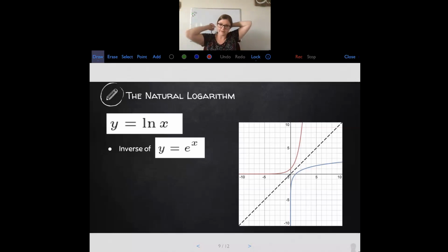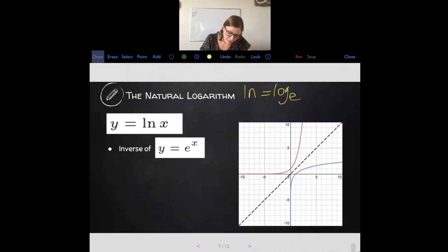Okay. So let's talk about the natural logarithm. The natural logarithm comes in the form of y equals ln of x. Remember previously we talked about e, so ln is the same thing as saying log base e, but you'll notice your calculator has an ln button. Okay, it also has a log button. So the only two types of logs that your calculator can do are log base 10 and log base e, which is ln.